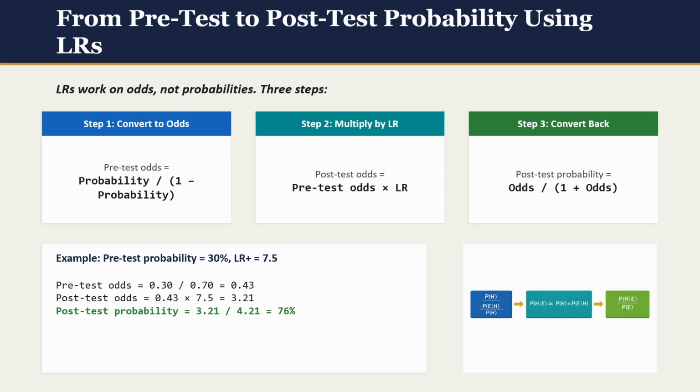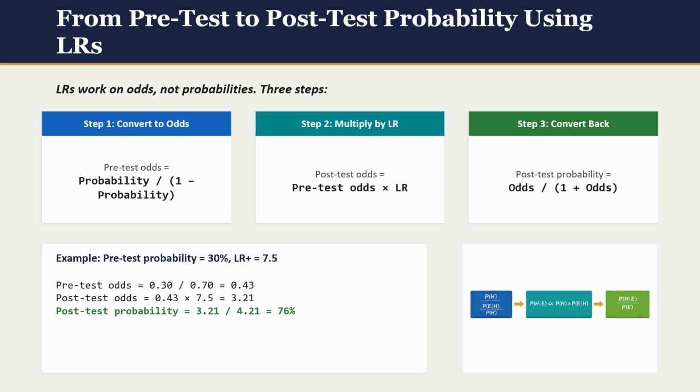If your pre-test probability is 30%, your pre-test odds are 0.3 divided by 1 minus 0.3, which is 0.3 divided by 0.7, which equals approximately 0.43. You can read this as for every 0.43 animals that have the disease, one animal does not. Roughly a 30-70 split expressed as a ratio. Step 2, multiply your pretest odds by the likelihood ratio. Post-test odds equals 0.43 times 7.5, which equals 3.21.